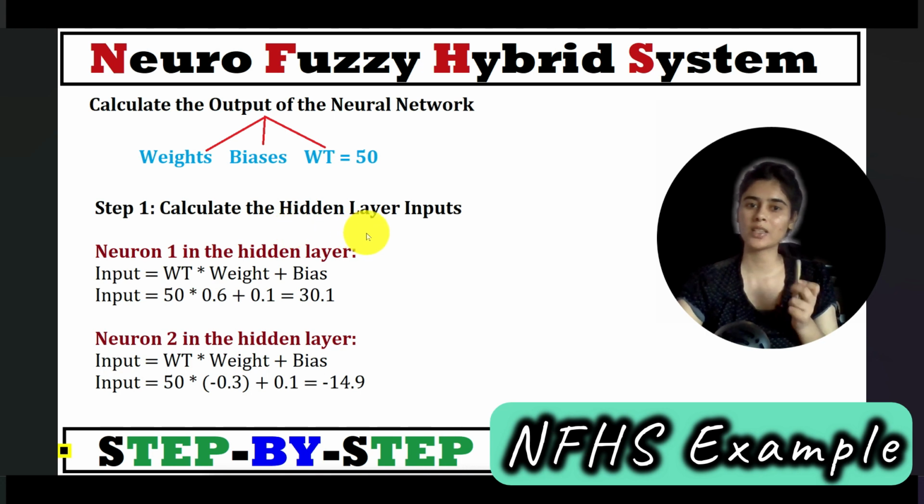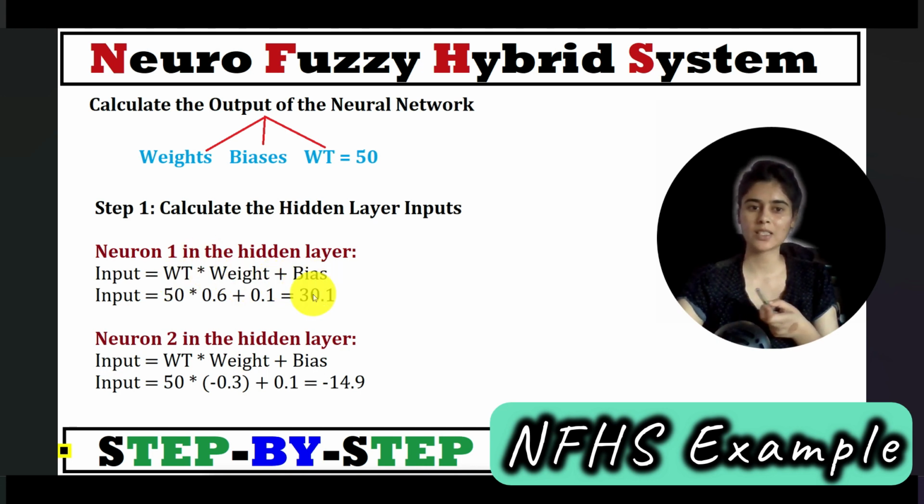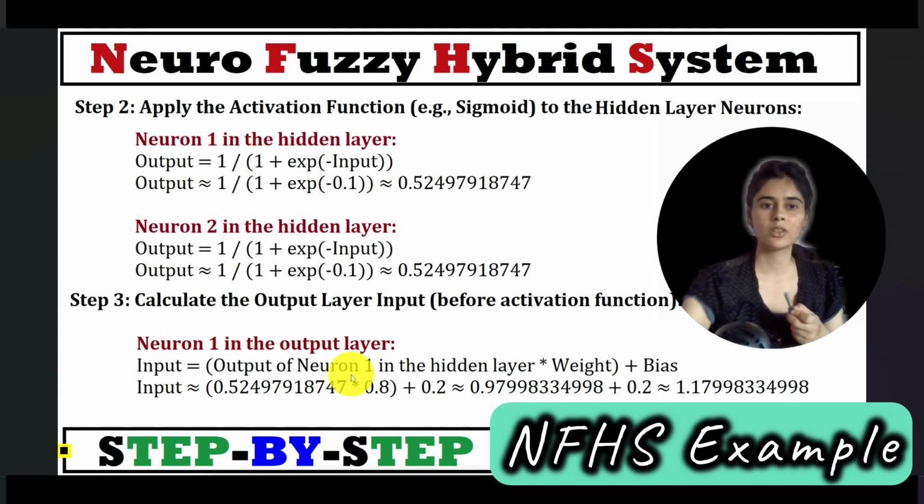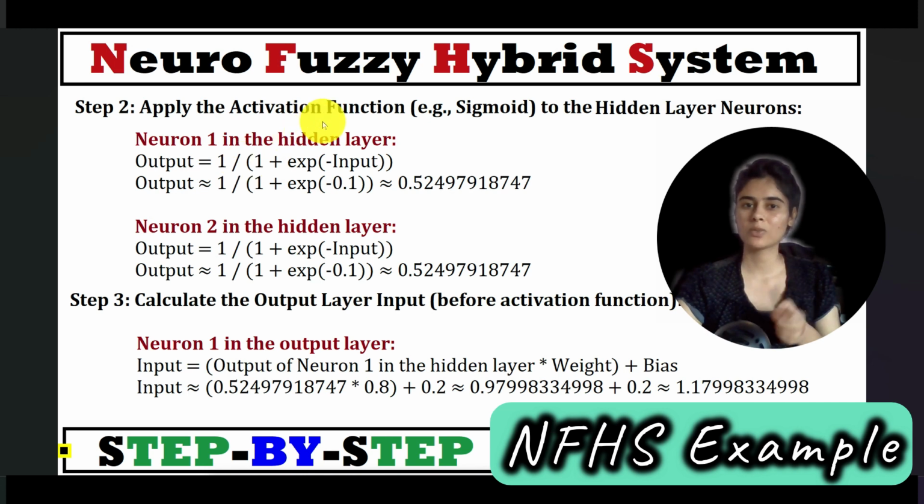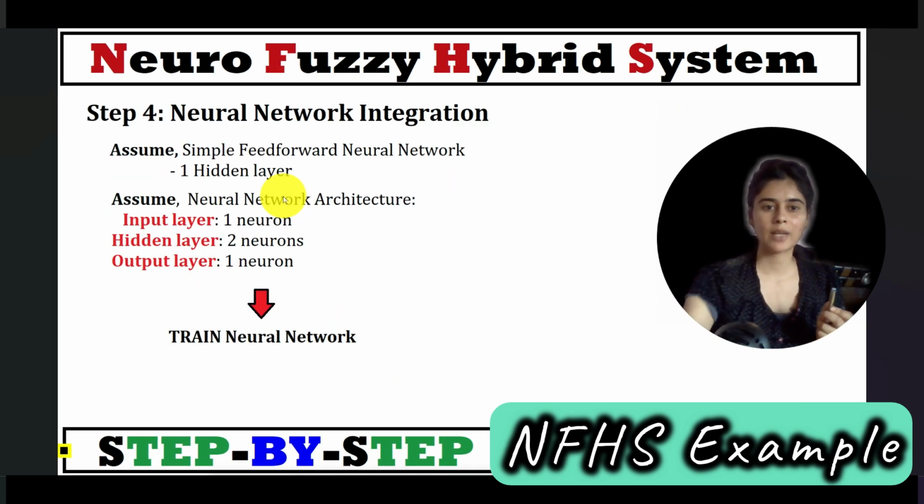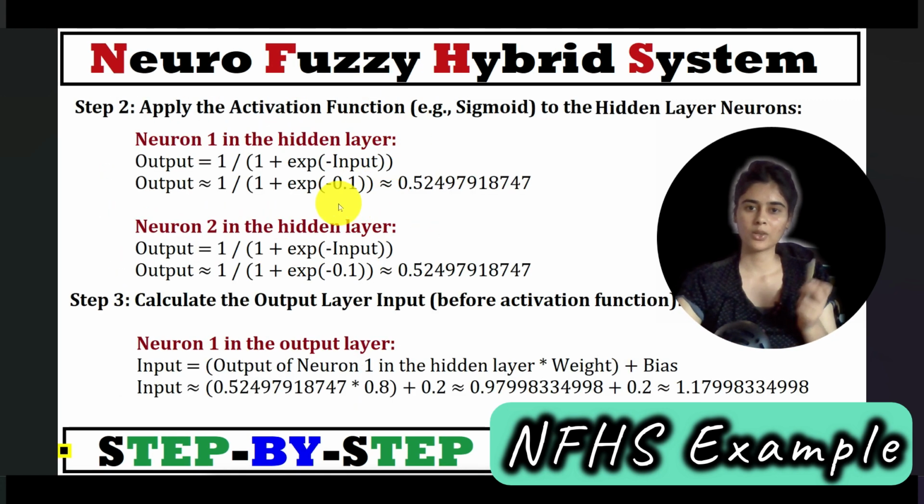First we will calculate the hidden layer input. For the first neuron the formula is water temperature times weight plus bias. Put in the values and calculate the input. Then we do the same for neuron 2 in the hidden layer. Then we apply the activation function to the hidden layer neurons. We have two neurons in the hidden layer, so we apply the activation function on each neuron. Hope you can see all the calculation here.